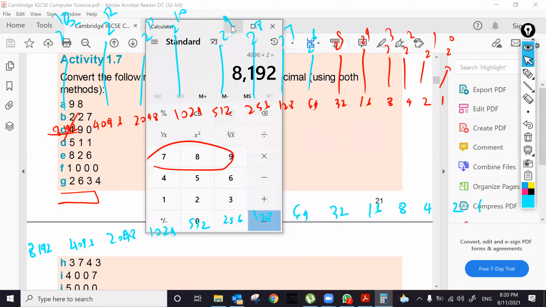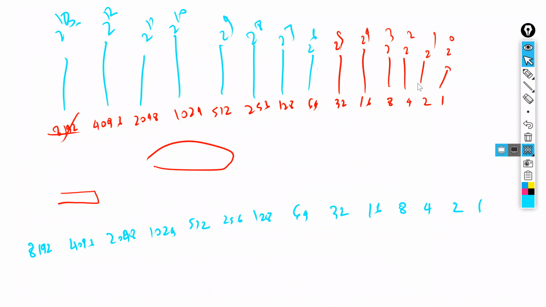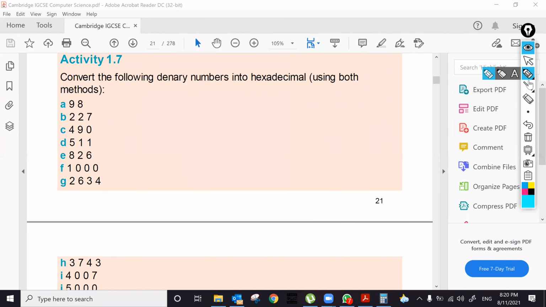Yes, 8192. That's correct. So if you are well aware of this, you can do anything, right? Here we have this one, 227. We say this one.